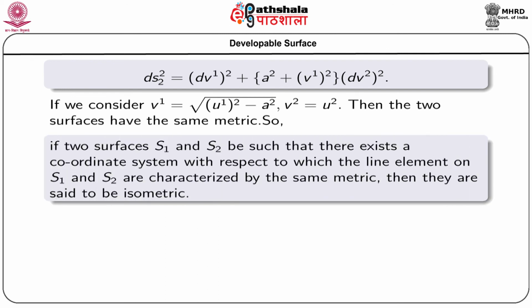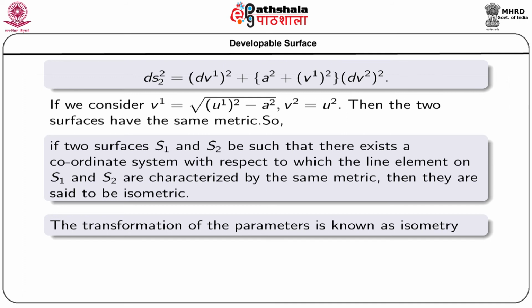So, we can say that if two surfaces S1 and S2 are such that there exists a coordinate system with respect to which the line elements on S1 and S2 are characterized by the same metric, then they are said to be isometric. So, we can say that the surface of revolution and the helicoid are isometric surfaces. The transformation of the parameters is called isometry.